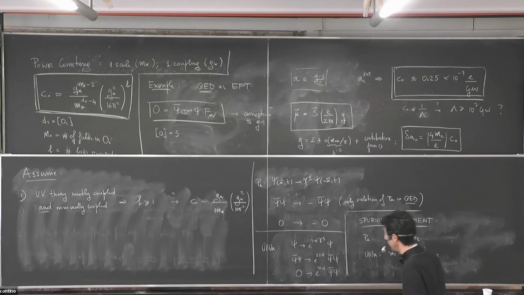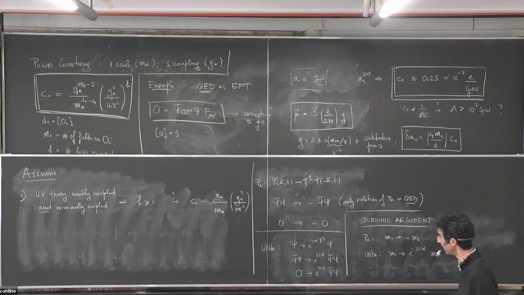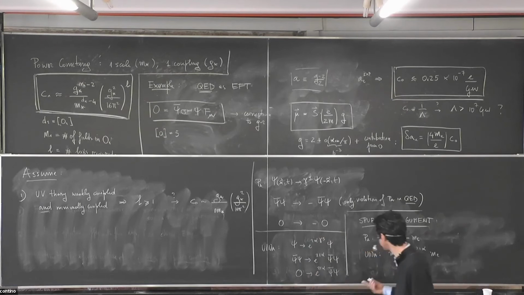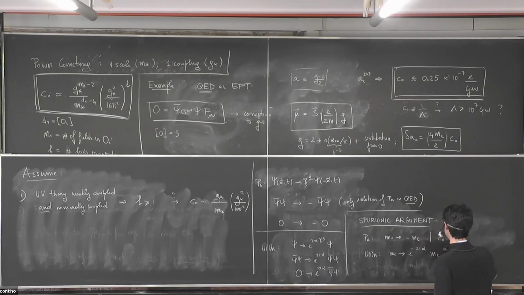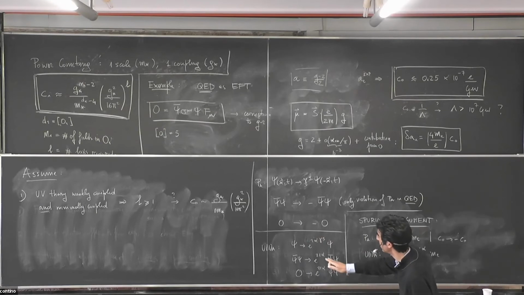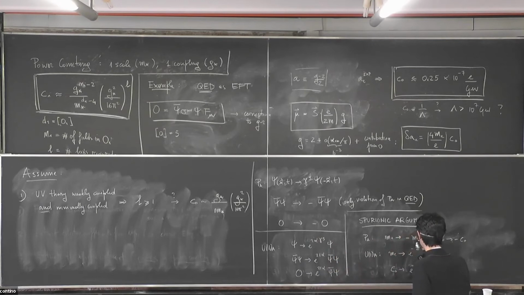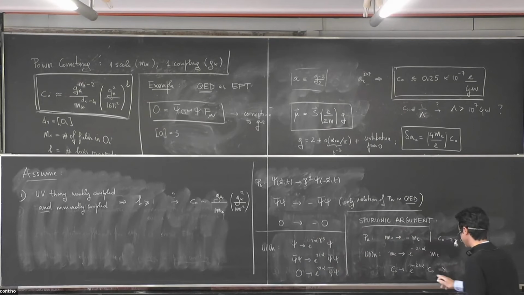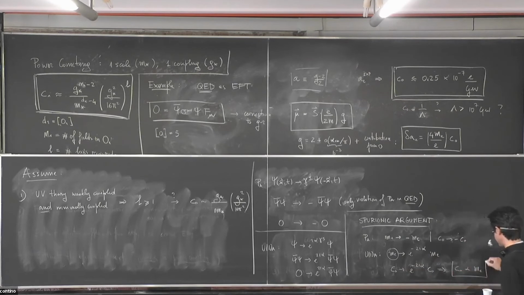Then it means that the coefficient of this operator O will also transform in the same way. So the coefficient will also transform as CO going to minus CO, and CO will also go to e to the minus 2i alpha CO. So this means that if the mass of the electron is the only spurion, the only source of breaking, then CO will have to be proportional to ME necessarily.